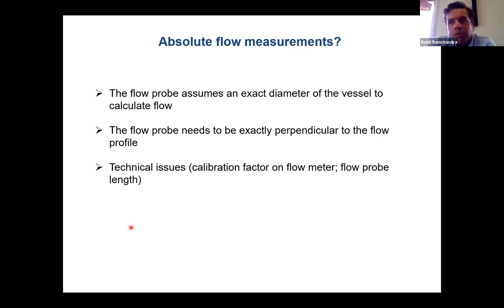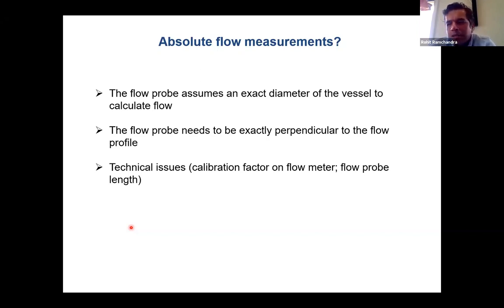The implantation of the flow probe is incredibly important because the flow probe needs to be exactly perpendicular to the flow profile. And this is something, again, that if you choose to go down this pathway of this flow probe, I'm sure there's a lot of help that will be available, or feel free to email me and I'll have my email address included right at the end if you have any questions about how that's achieved.